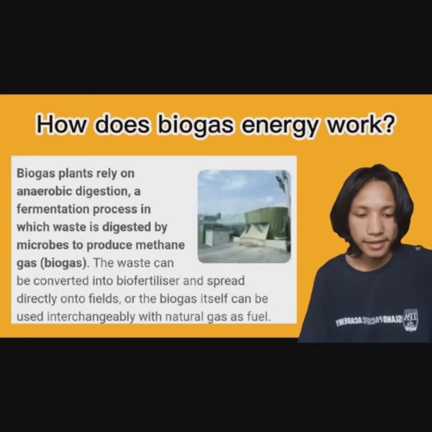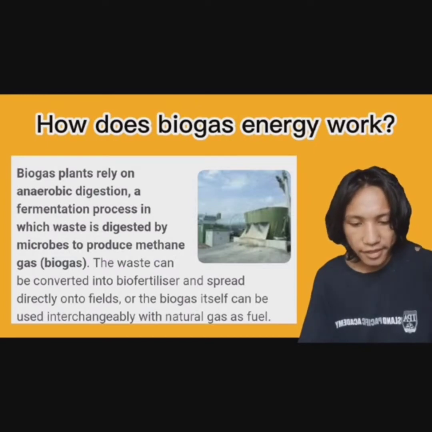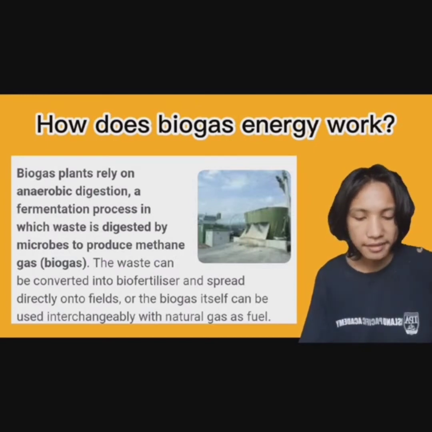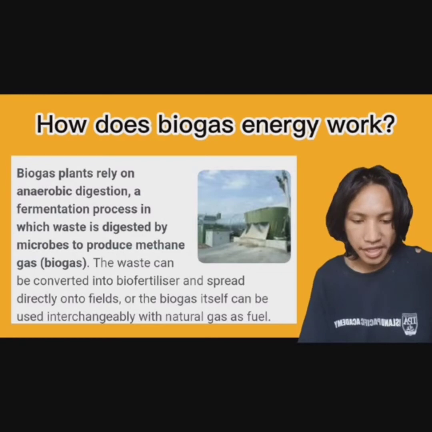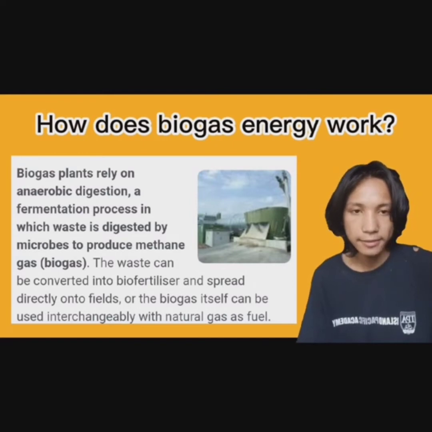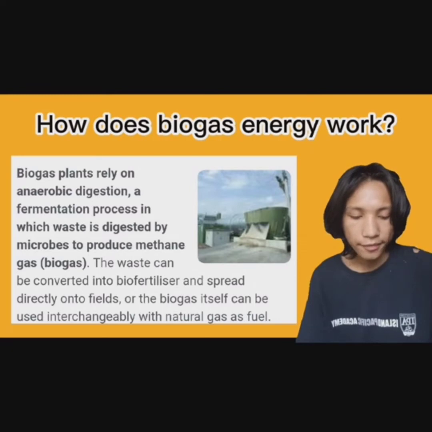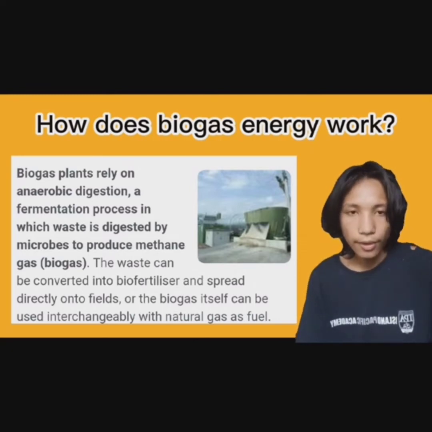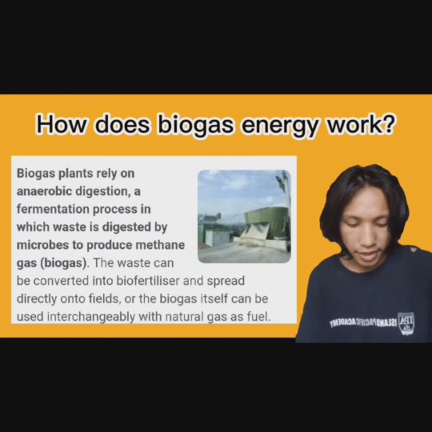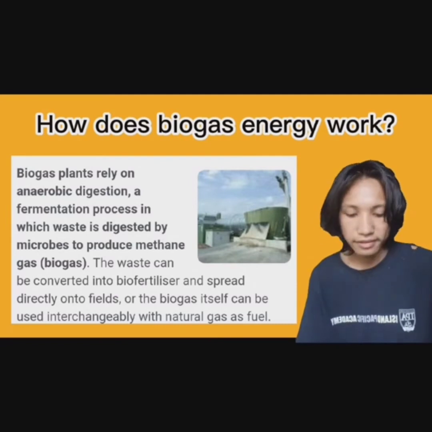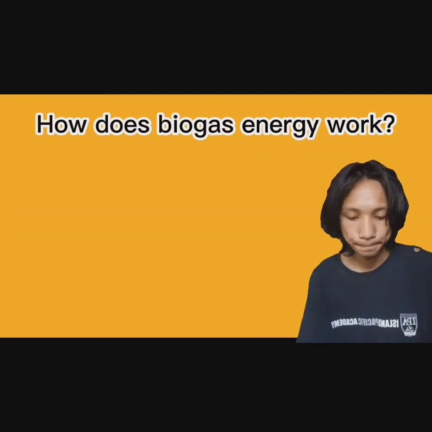How does biogas energy work? Biogas plants rely on anaerobic digestion, a fermentation process in which waste is digested by microbes to produce methane gas, biogas. The waste can be converted into biofertilizer and spread directly into fields, or the biogas itself can be used interchangeably with natural gas fuel.